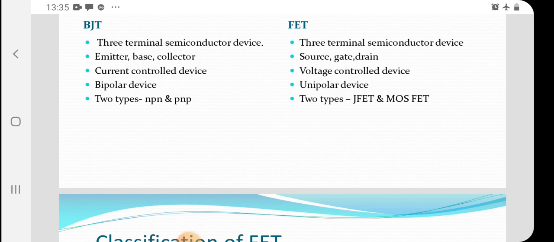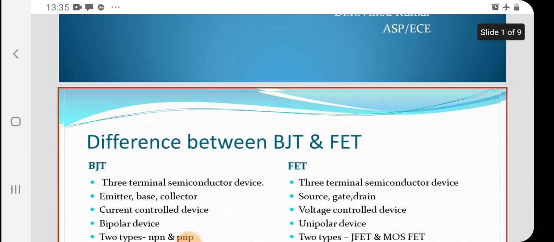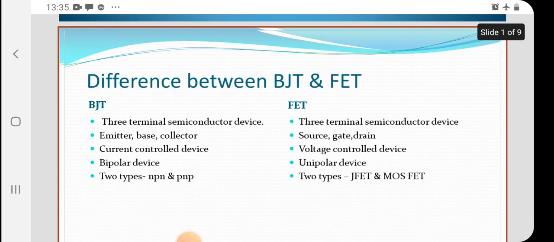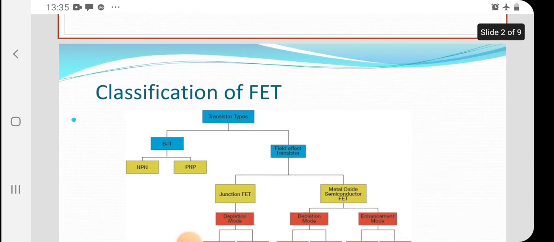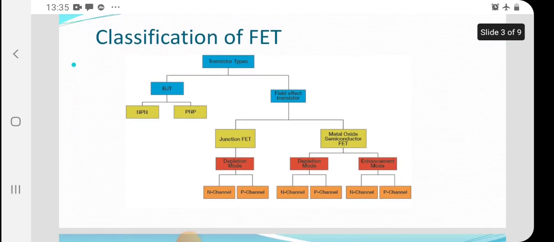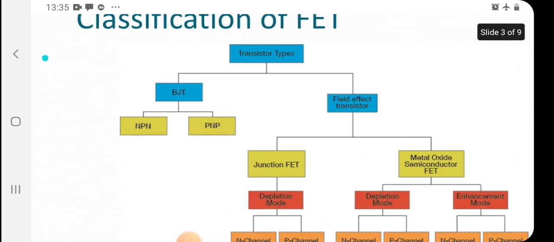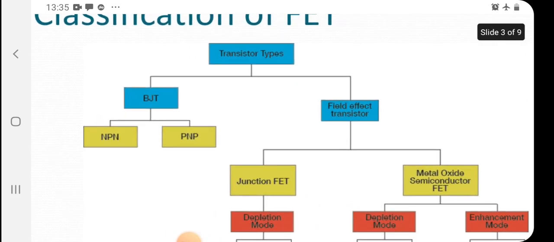Then you have two types of transistors. One is NPN, the other is PNP. Similarly, in FET there are two types. One is called the junction FET, the other is MOSFET. So this is the classification of FET. You can find that the FET is split into two types.